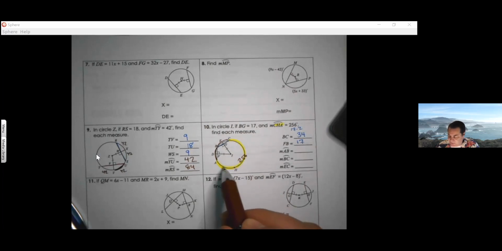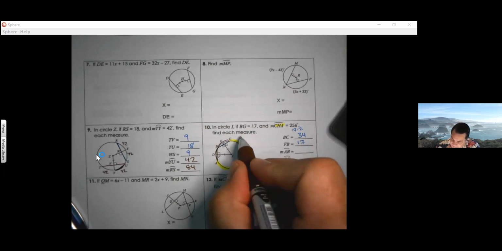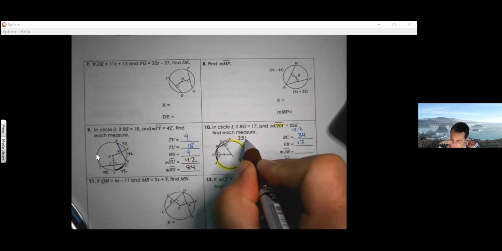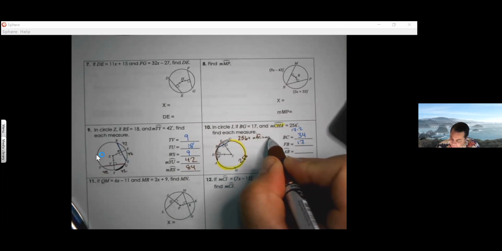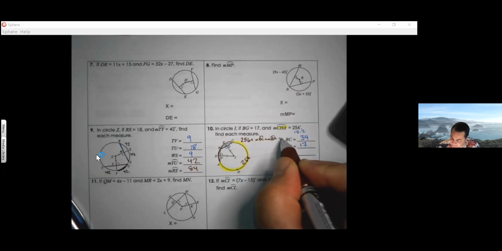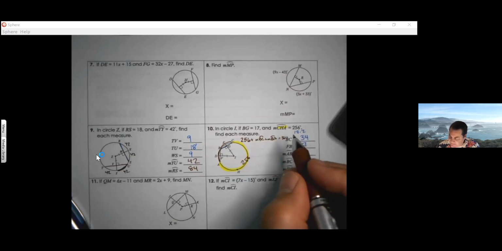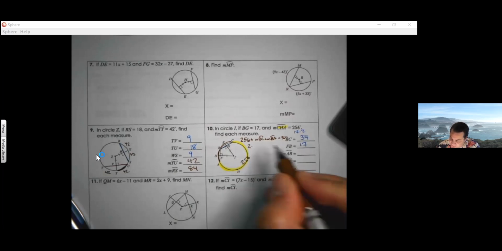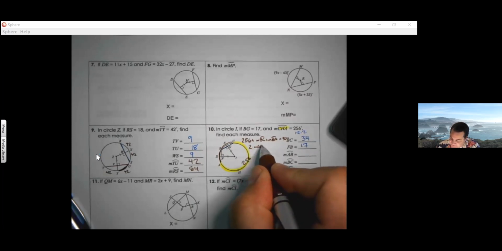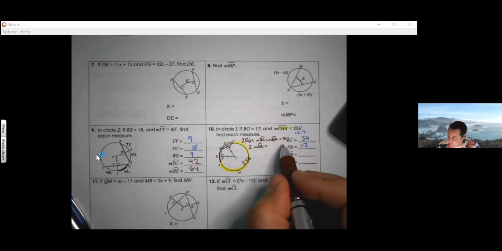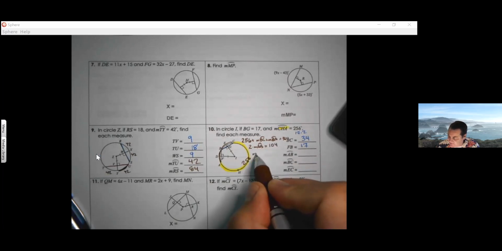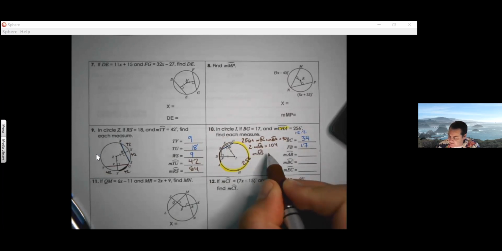And I know that this whole thing plus these two makes the full circle. So that means 360. So 256 plus the measure of BC plus the measure of BA equals 360. And these two are the same, so I'm going to call it 2 times the measure of AB. Subtracting that is going to give me 56. So 104. Dividing by 2, I get that the measure of AB is 52.